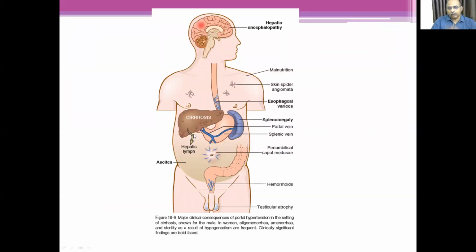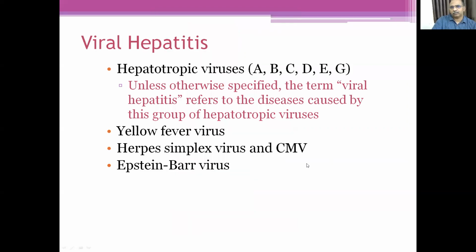Okay. So these are the different signs of cirrhosis. Hepatic enlargement and ascites will be there, and periumbilical caput medusae, hepatic encephalopathy is there, malnutrition because of loss of albumin and all. Spider angiomas are there. Because of the portal hypertension, you see esophageal varices and hemorrhoids, and testicular atrophy is there because of altered corticosteroid metabolism. So these are all signs and symptoms of cirrhosis.